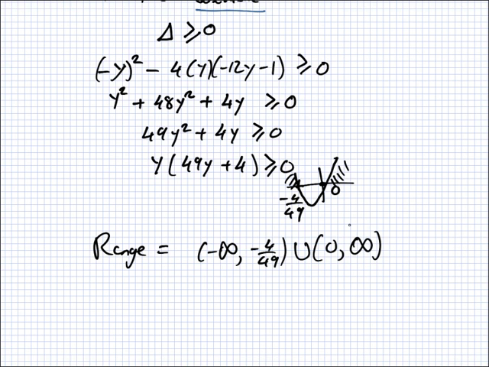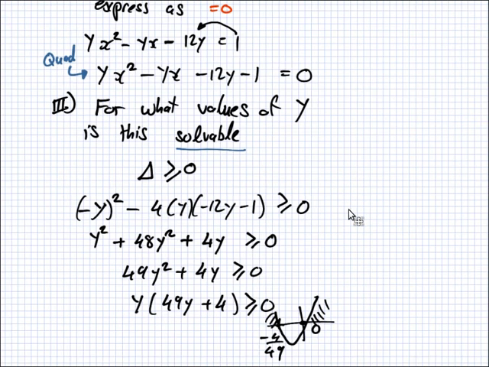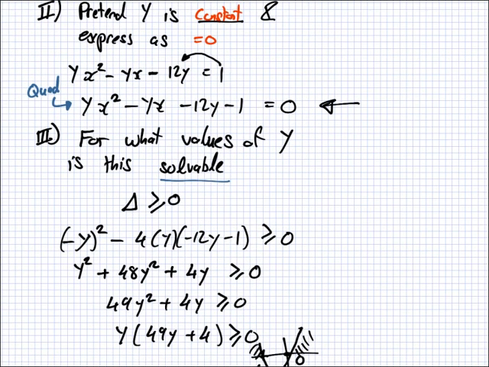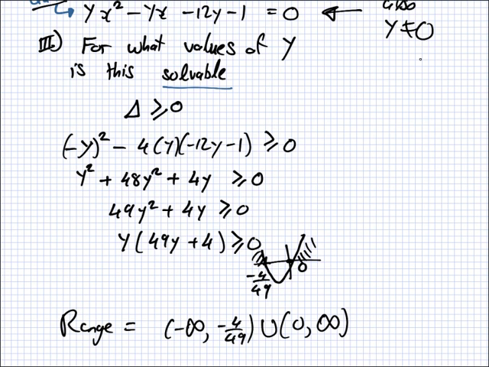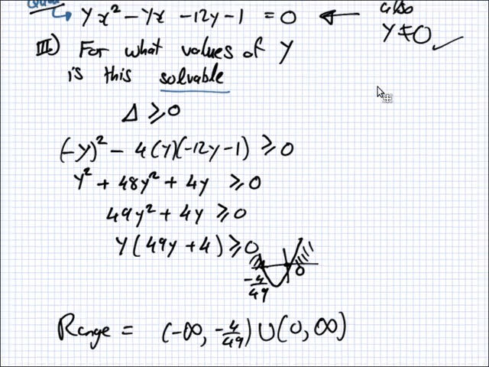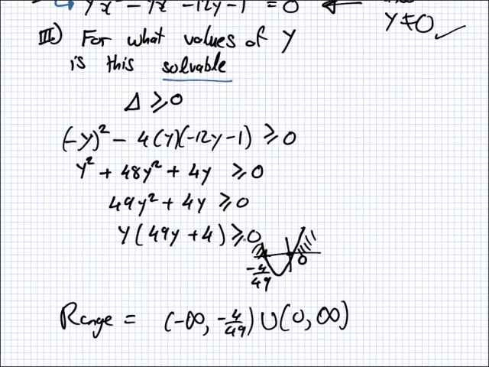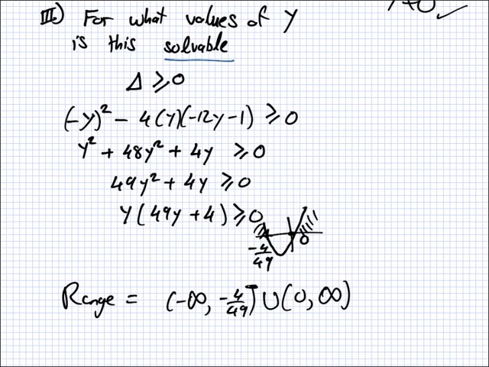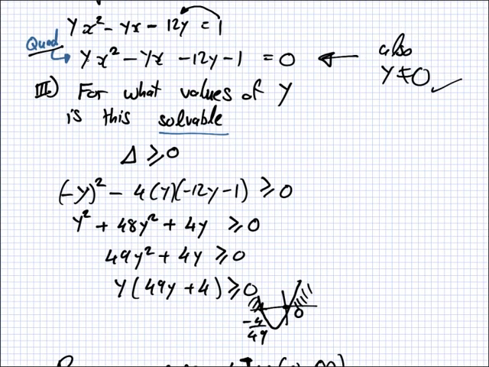Wait, we have to check something. Go back here. Don't forget, for this to be a quadratic, you also need y to not be 0. Now, is y 0? No, so we're okay. Oh, sorry. It's equal. So this one here is closed because it's equal. But this one I keep open because I don't want 0 here.